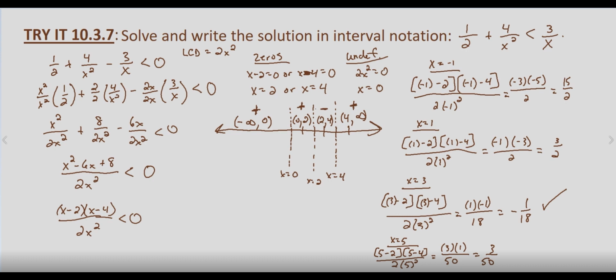So this means that the only interval that satisfies our inequality, based on the critical points that we found and checking between those critical points, is the interval 2 to 4. So that is our solution for the initial inequality, 1/2 plus 4 over x squared is less than 3 over x. And again, if you wanted to check, you could test each interval in the original inequality as well, and verify that it's a true inequality only in the interval 2 to 4.